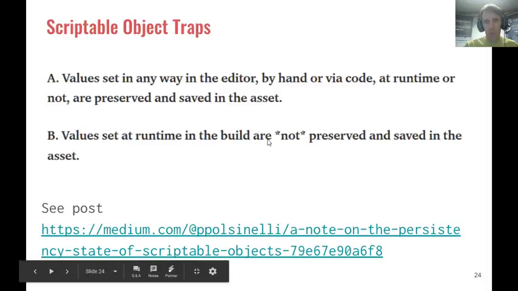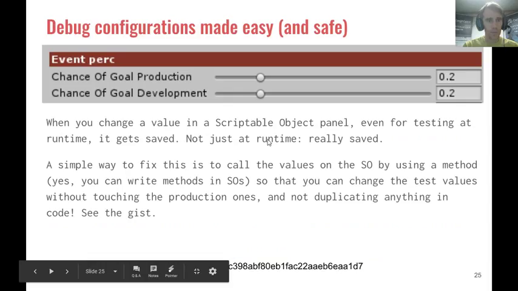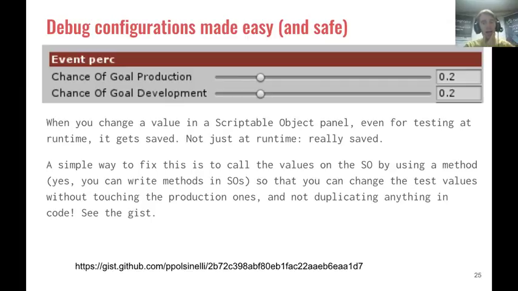And this is the post about being careful how to use them, which I referred to before. Another little trick you should use as a game designer and developer is the fact that you can not only use properties, of course, but you can use methods on scriptable objects. I use them by now all the time. So for example, if you're exposing a property which is the chance of goal, you can have different values, of course, in production and development.